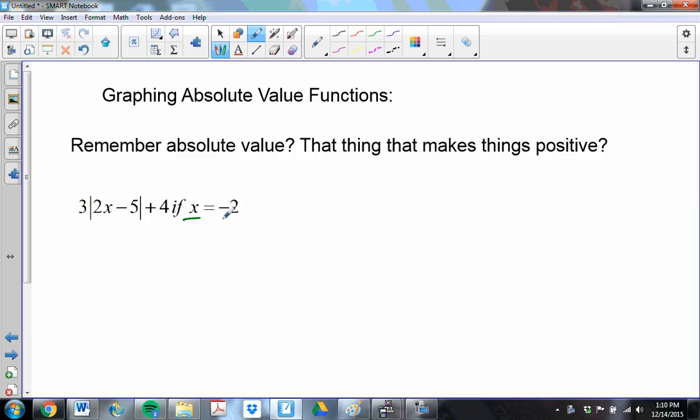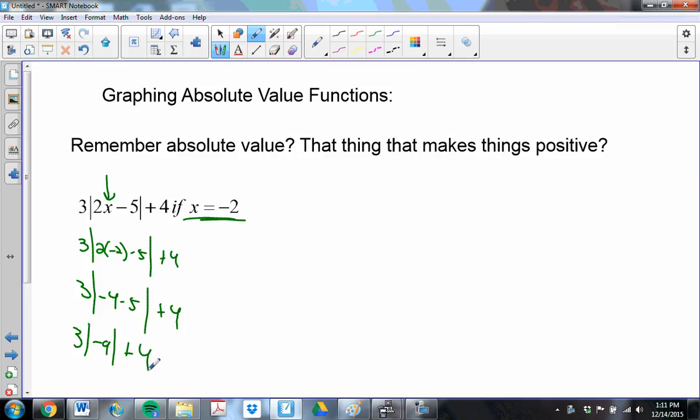So right now we're going to take negative 2 and plug it into this x. So we have 3 times the absolute value of 2 times negative 2 minus 5, plus 4. If I simplify the stuff inside the wall first, it becomes 3 times the absolute value of negative 4 minus 5, plus 4. Negative 4 minus 5 is negative 9. The absolute value of negative 9. Once I get this down to just one number, I find the absolute value.